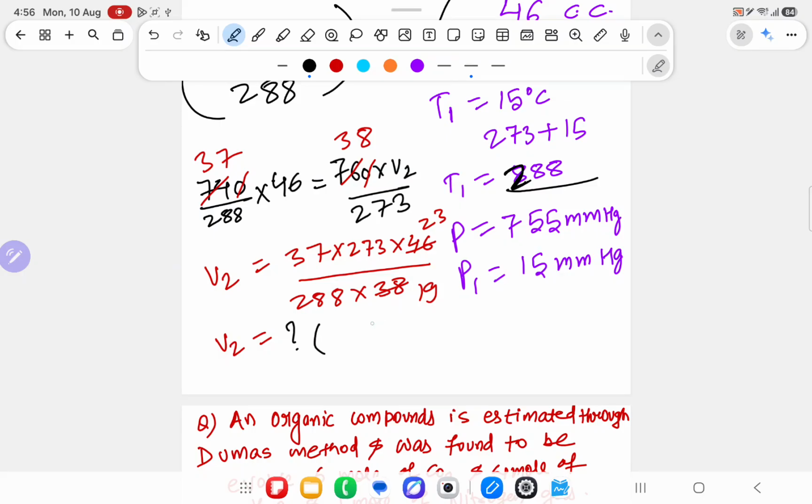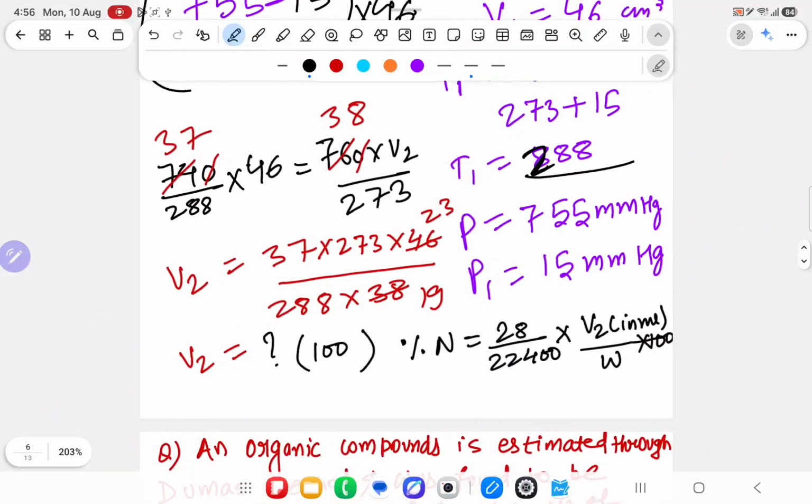Now after calculating, suppose you get V2 as 100, just suppose 100. Now you have to find the percentage of nitrogen. What is the formula you have seen for percentage of nitrogen? 28 by 22400 into V2 in milliliter by weight of organic compound into 100.